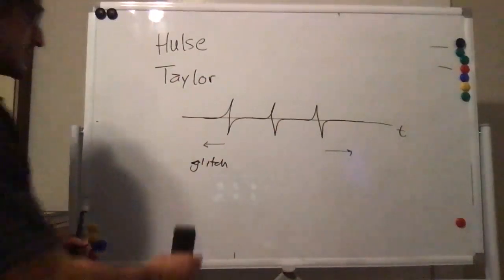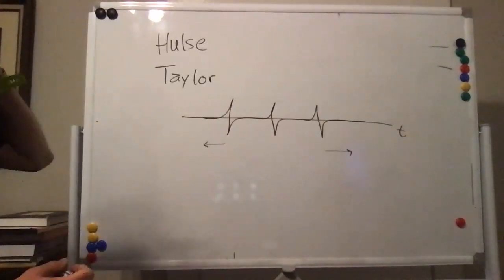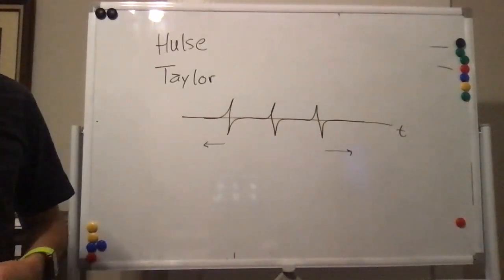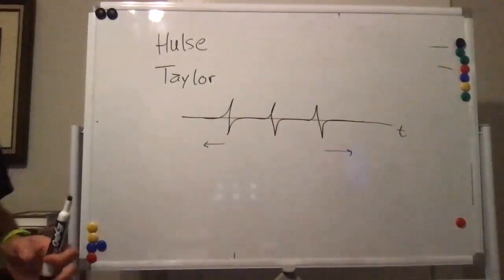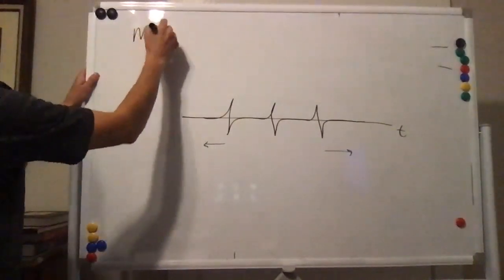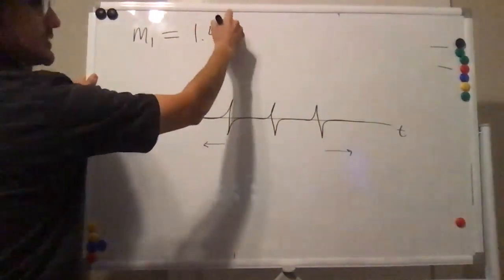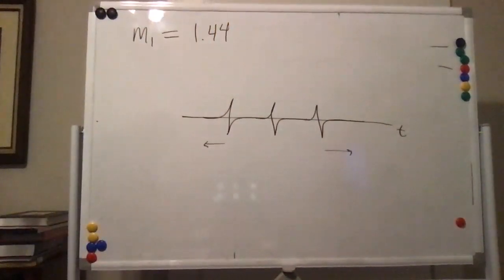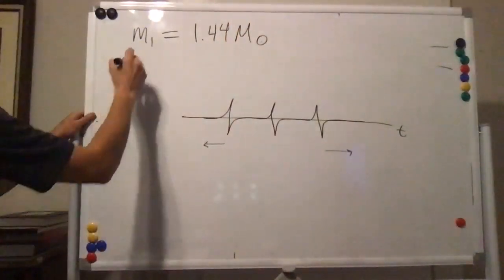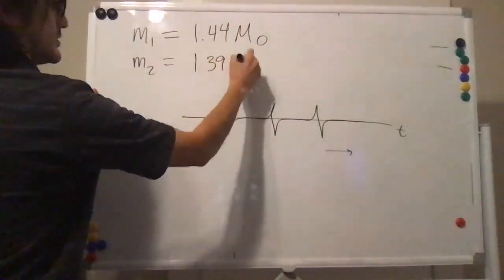And the other thing that they discovered is that this system's period was decreasing. It's called the Hulse-Taylor pulsar. So the mass of one of the neutron stars is 1.44 solar masses, and the other one, 1.39 solar masses.